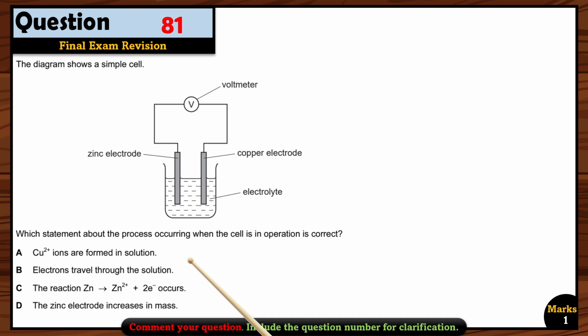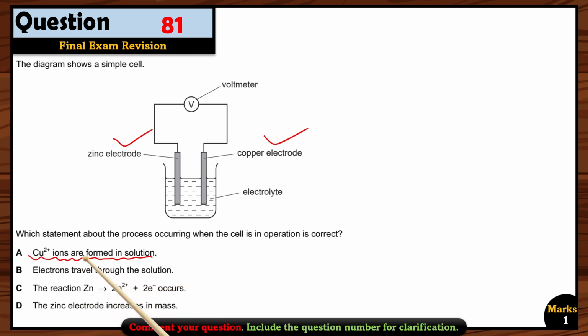Again, the diagram shows a simple cell. Which statement about the process occurring when the cell is in operation is correct? Now this is the zinc electrode, this is the copper electrode. So now we will see one by one which process is right. Copper ions are formed in the solution.